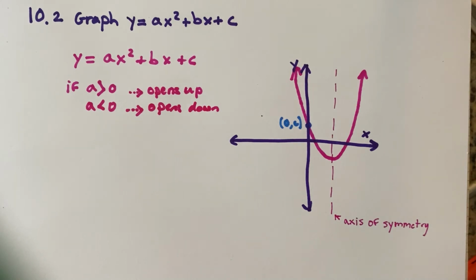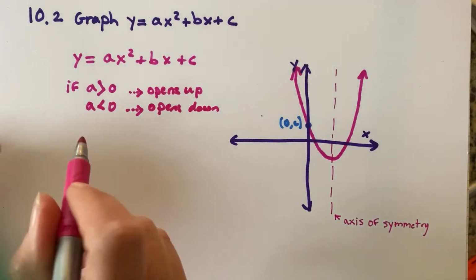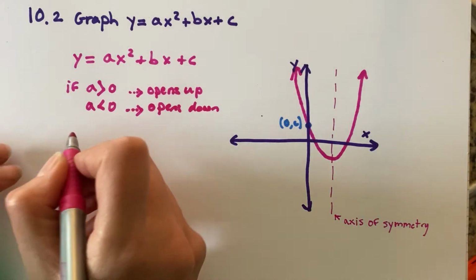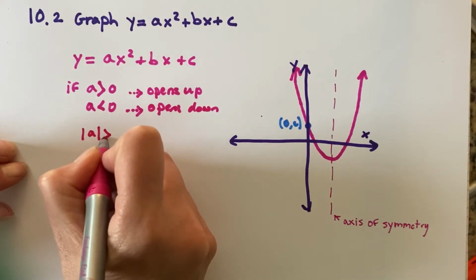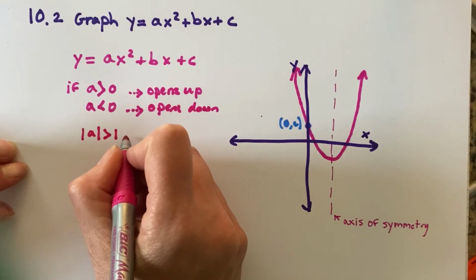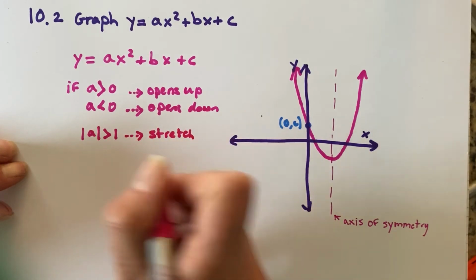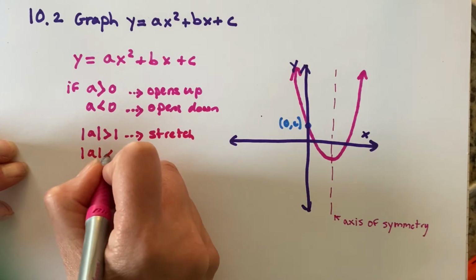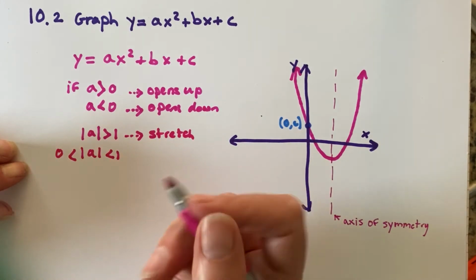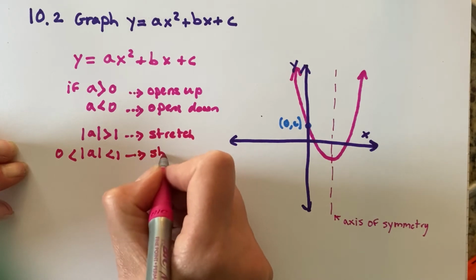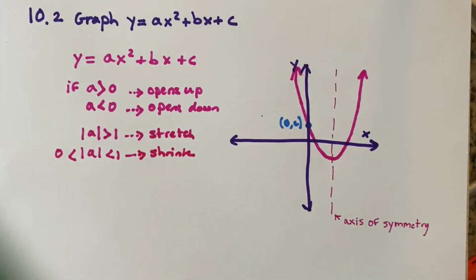If that same value of a is greater than 1, and we just looked at that a few minutes ago, then it's going to be a stretch compared to the parent function. If that a is less than 1, but still greater than 0, right, it's a fraction or a decimal, it's going to be a shrink compared to the parent function. So a shrink is wider, and a stretch is narrower. So that is not new. We've talked about all these things before.